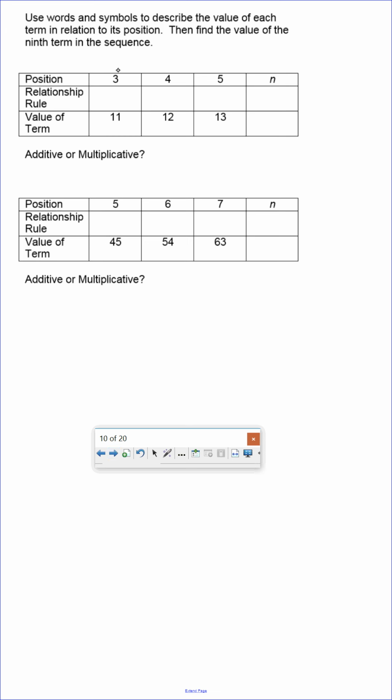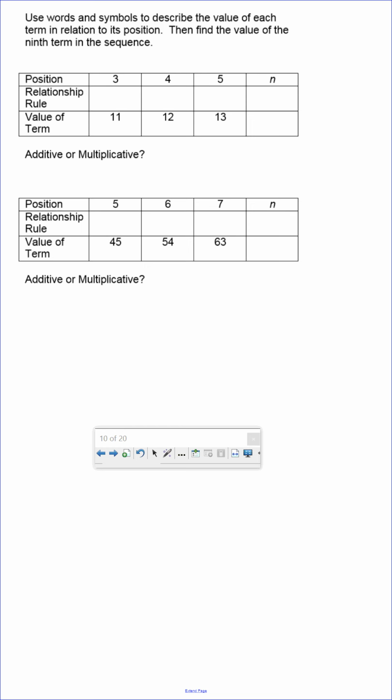So if we start with 3, the value is 11, start with 4, the value is 12, start with 5, the value is 13. What is the relationship? Is it additive or is it multiplicative? Well, what can I multiply 3 by to get 11? I'm not really sure. 4 times 3 is 12. I don't think the relationship is times 3 because 3 times 3 is 9. So you know what? I will need to erase this.